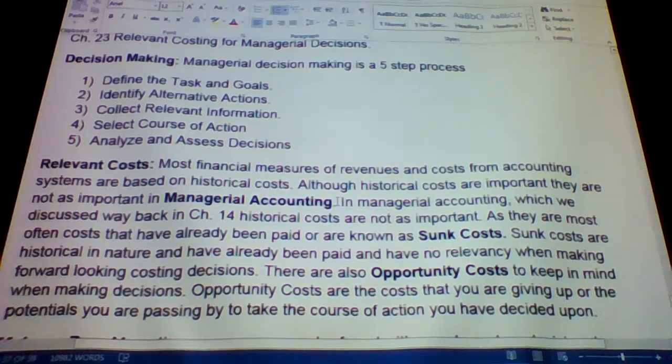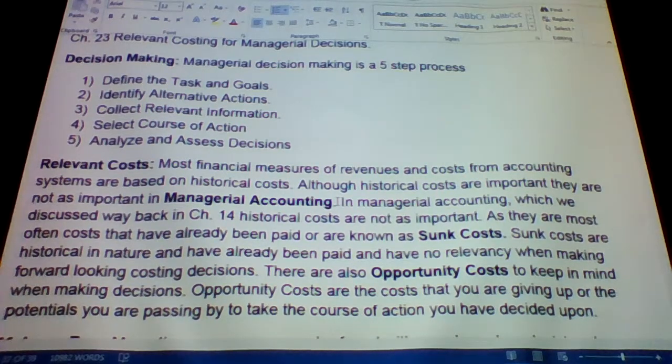You collect the relevant information, you select a course of action, and then once you've been doing your business for a bit, you stop, you analyze and assess your decisions. Because you don't want to just keep doing it if you're throwing good money after bad. If you find out that you're not particularly happy with the way that things are going, you start back at the top and go through another decision-making process.